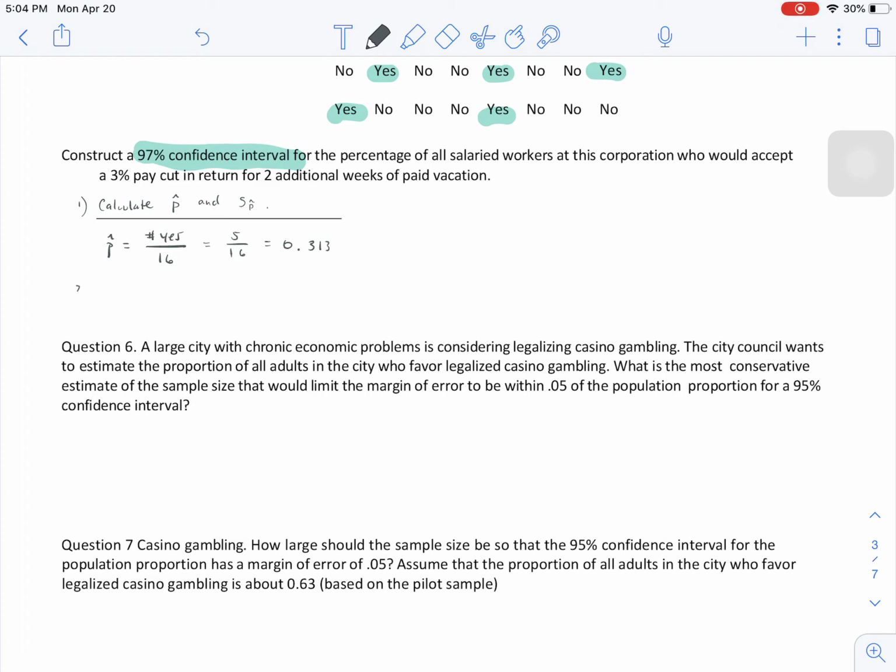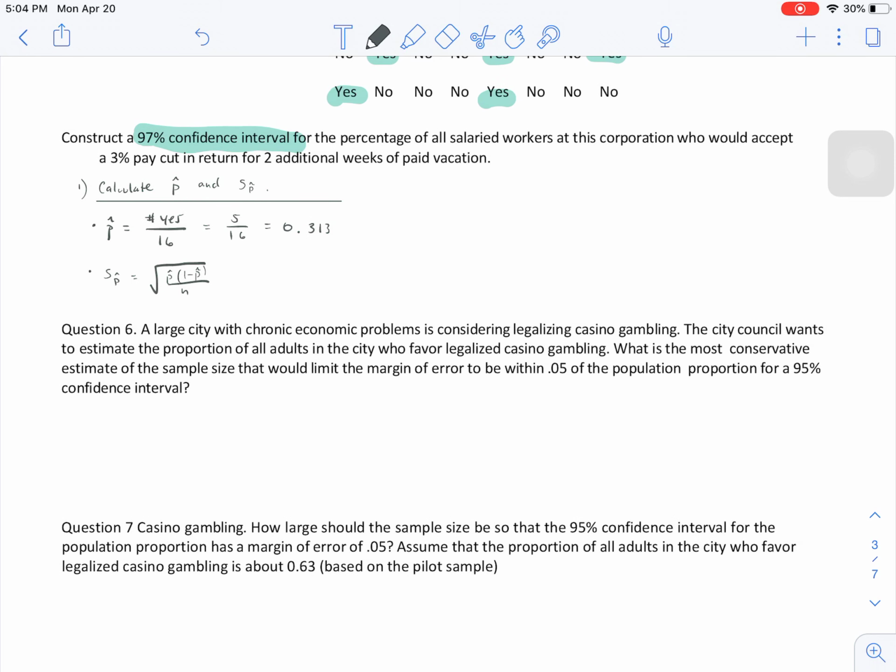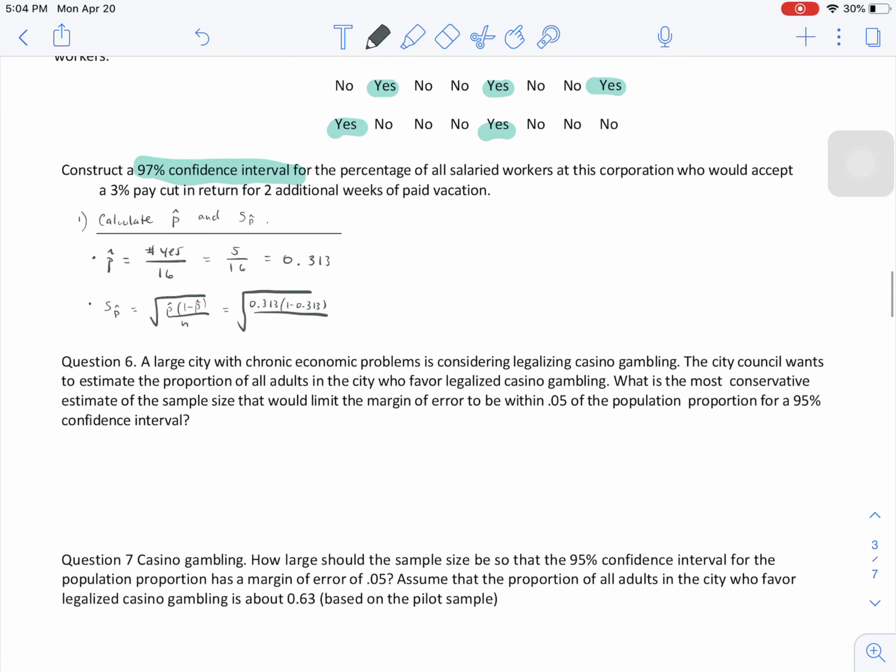So then next, my sample standard deviation. If you remember, our formula for that is we take our proportion times 1 minus that proportion and divide by your sample size and take the square root of the whole thing. So I want to take the square root of 0.313 times 1 minus 0.313 and divide by my sample size, which was 16. If I plug this into my calculator, I should get 0.1159 approximately.